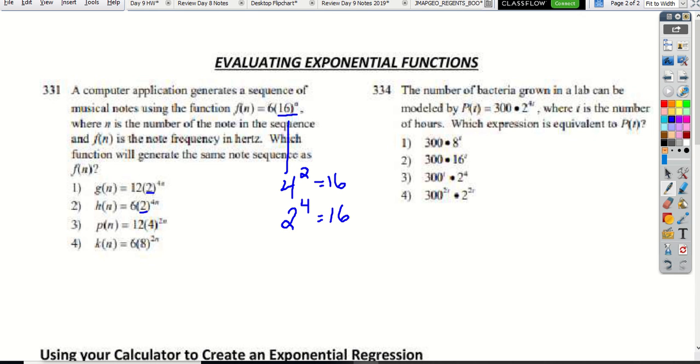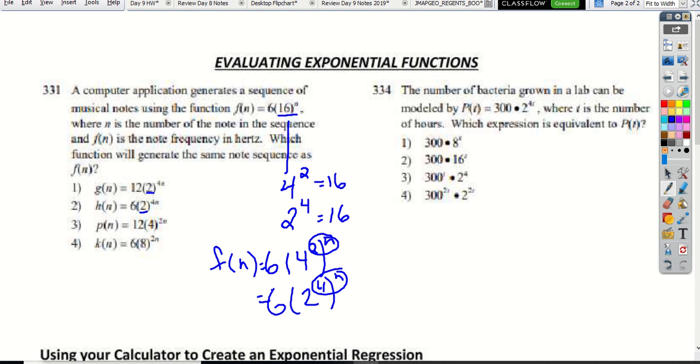Okay, so if I was going to keep it the same, I want f of n. This first number should not change. It should still be 6. Okay, and then this is going to change to either 4 squared, right, times n, which this just becomes 2n, or it's 6 times 2 to the fourth times n, and this is going to be 4n.